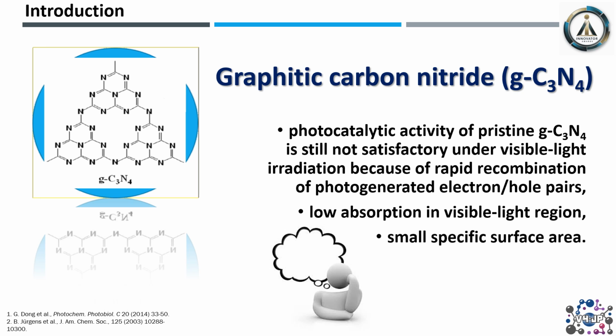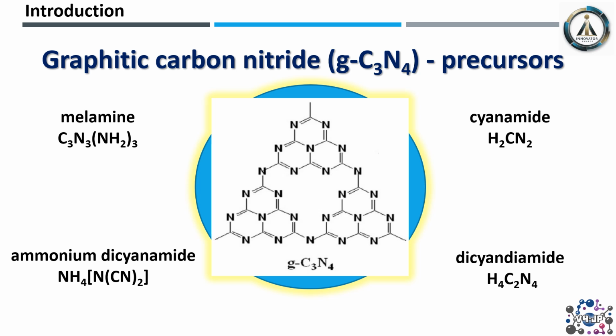And that's why we are here, and I will show you some results that we achieved, and we could state that we found a positive way for the graphitic carbon nitride material and its composites. Thermal polymerization of precursors such as urea, thiourea, dicyandiamide, cyanamide, ammonium dicyanamide, or melamine can yield graphitic carbon nitride material.